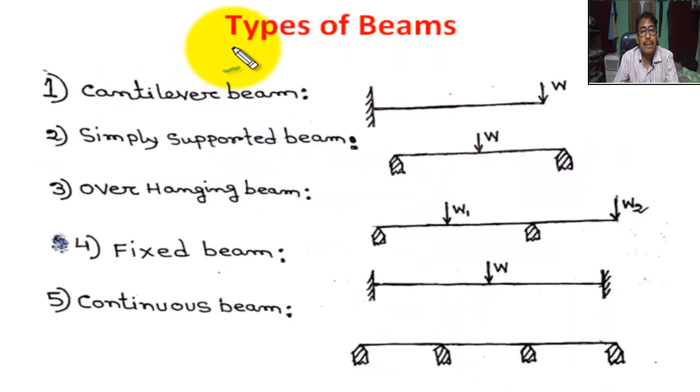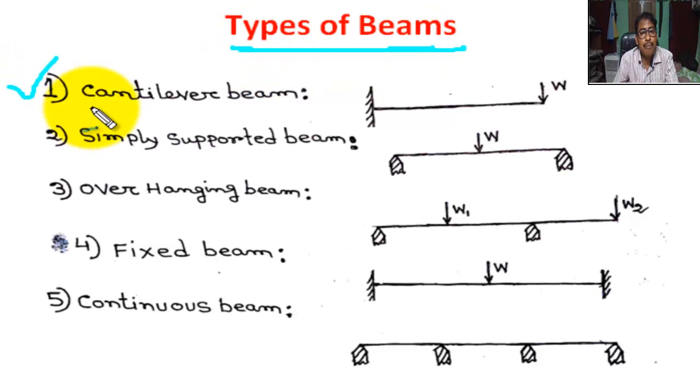Now, types of beam. Number one, cantilever beam. A beam fixed at one end and free at the other end is called a cantilever beam. Here a point load W acts.